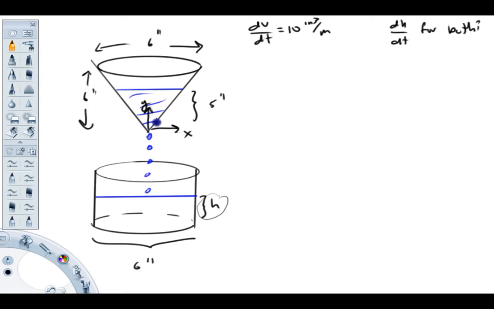Now, here we have a cone. The volume here is cone-shaped. The volume of a cone, I believe, is 1/3 pi r squared h.